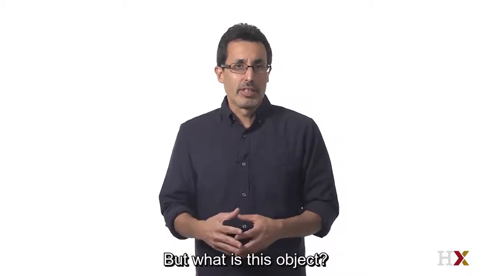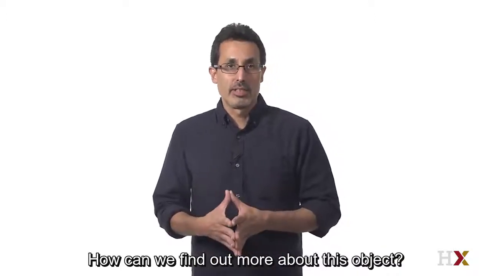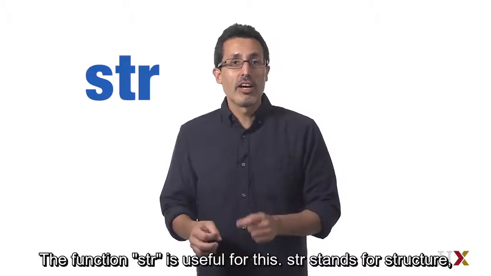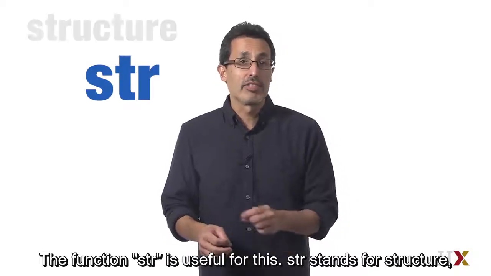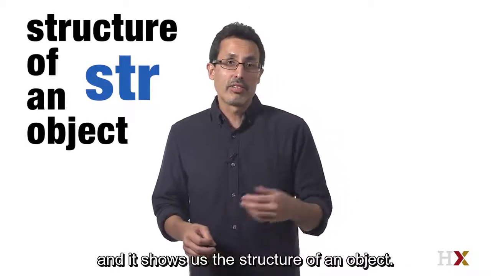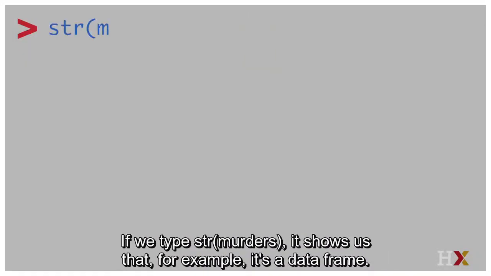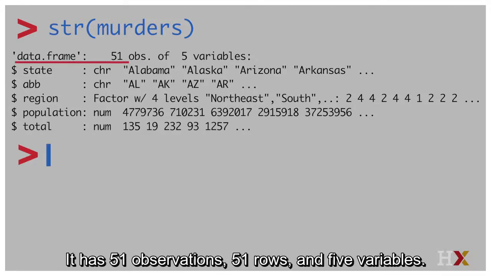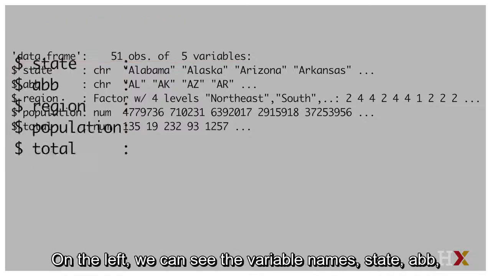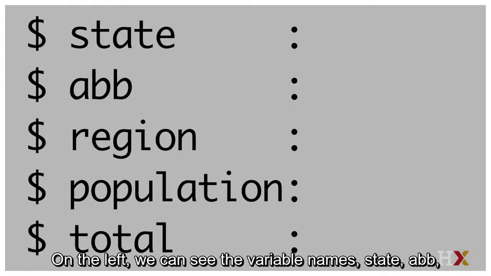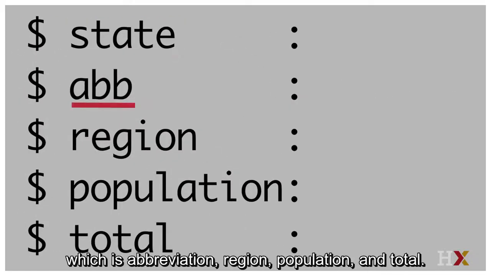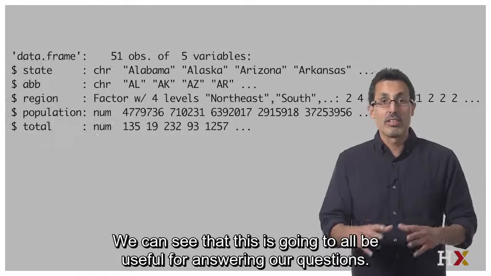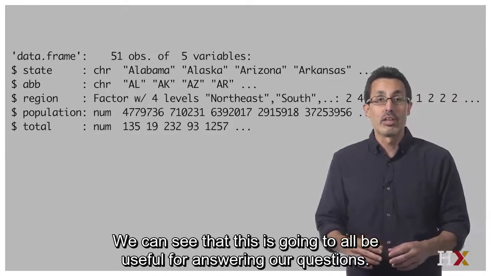But what is this object? How can we find out more about this object? The function str is useful for this. Str stands for structure, and it shows us the structure of an object. If we type str(murders), it shows us that, for example, it's a data frame. It has 51 observations, 51 rows, and 5 variables. On the left, we can see the variable names: state, abb, which is abbreviation, region, population, and total. So this all makes sense. We can see that this is going to all be useful for answering our questions.